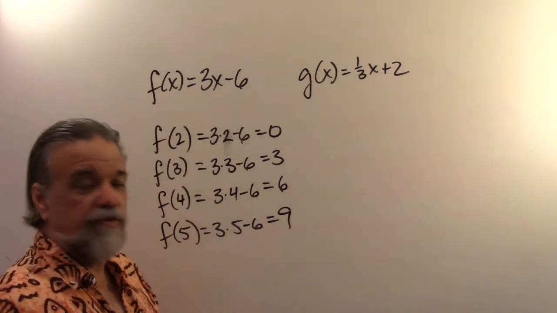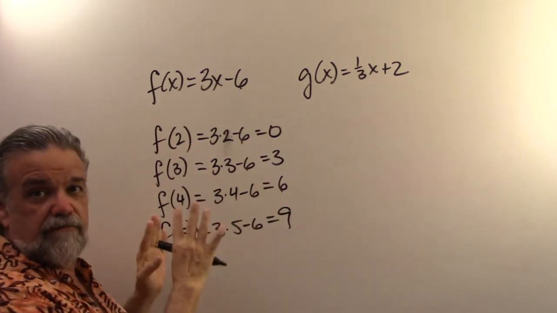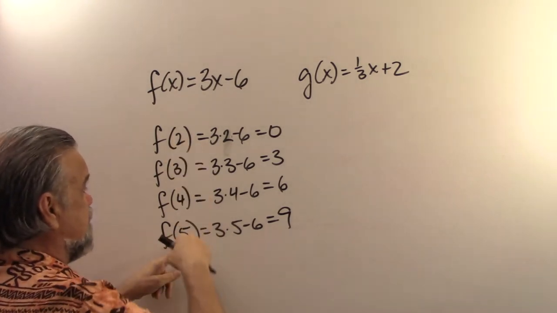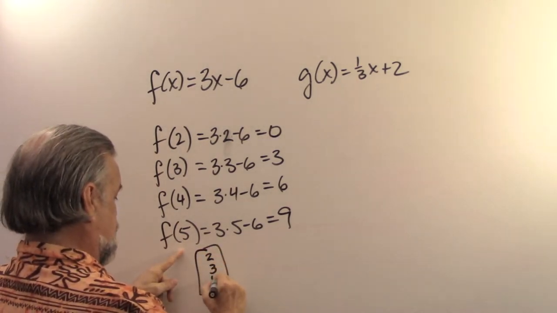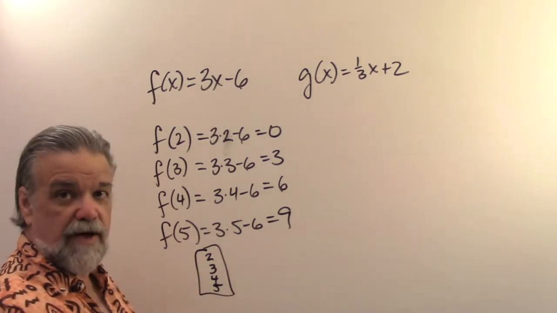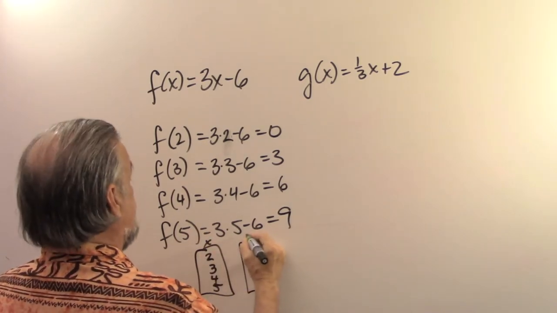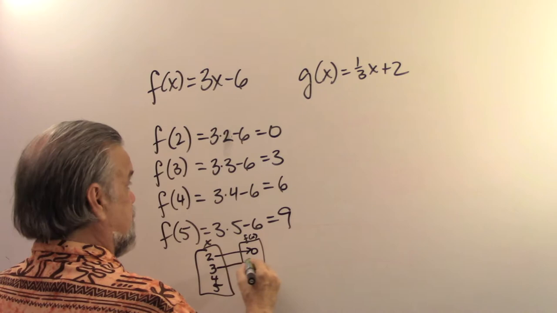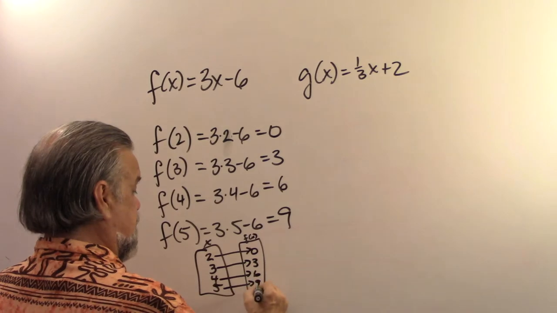So if I were to illustrate this function, I'm going to limit my domain just for this illustration. So my domain is going to be 2, 3, 4, and 5. Okay, can you all see that? I'm using a mapping diagram here. This would be my x, and over here would be my f of x. The 2 maps to 0, the 3 maps to 3, the 4 maps to 6, and the 5 maps to 9. Okay?